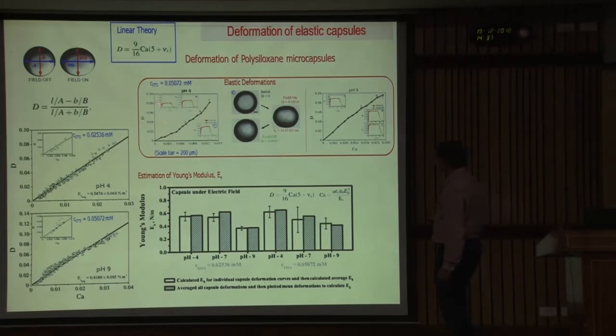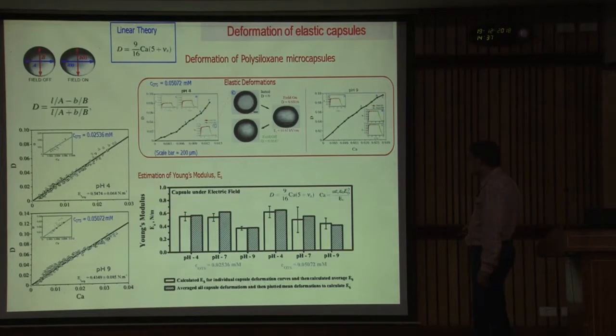Okay. The typical experiment would look like this. You put an electric field, it deforms, it remains at an equilibrium deformation, and then you switch off the field, it relaxes back. And we guarantee that the capsule is elastic only if it comes back to its reference state of a sphere and it doesn't have a residual deformation. So if the capsule has a residual deformation, we call it plastic deformation. Okay. And from this we could estimate the Young's modulus, and the values of the Young's modulus we got were around 0.5 to 0.6 Newton per meter, which is in agreement with the values in the literature.